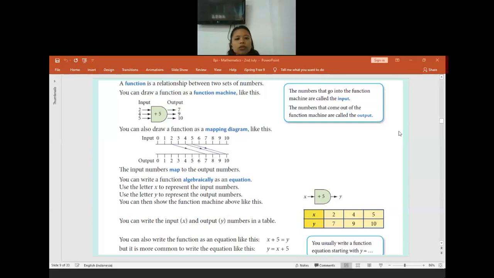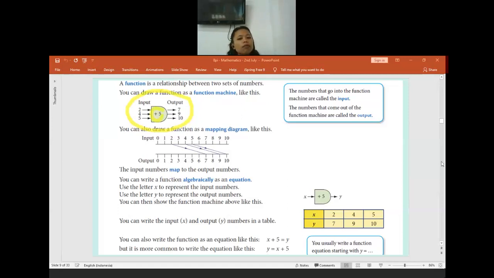Okay, we are going to study about the function machine. What is a function machine? This is the function machine, as you can see. In the function machine, there will be a number called the input and also the output, and there will be the function itself. Here the function is plus 5. So it means whatever number I have in the input, to get the output I need to add 5. That is how the function machine works.